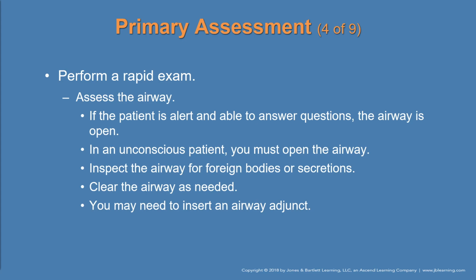So let's start with A in ABC. So we're going to assess the airway. If the patient's alert and able to answer questions without difficulty, bam, you're done. Bob's your uncle, the airway is open. In an unconscious patient, you have to open the airway using a maneuver such as the head tilt chin lift, or if you suspect that there is spinal injury, we can do something called a jaw thrust, and I'll demonstrate what those look like when we get into the classroom on Saturday.